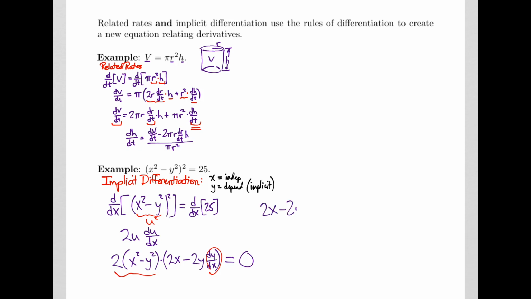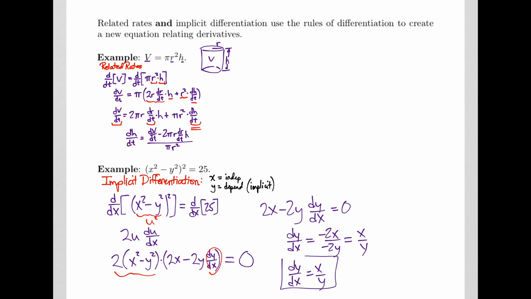2x minus 2y times the derivative. That has to be 0. And I can finish solving by subtracting 2x and dividing by negative 2y. The negative 2 cancels, and I get x over y. This is my formula for my derivative using implicit differentiation. I can use that formula to find the slope at any point on the graph. I need to know x and y.